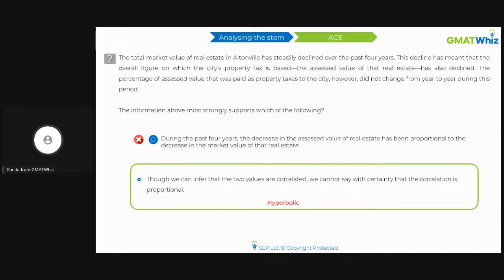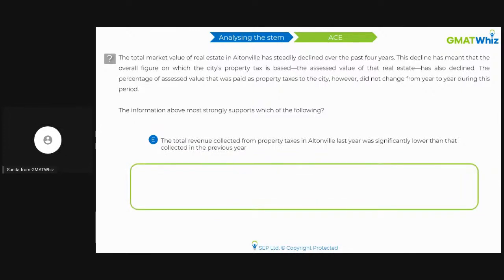And finally, we come to E. What does E say? Let's read E carefully, because a lot of you marked E as the answer as well. So very few of you marked C, and the rest were split among A, D, E, and so on. There was a lot of variety, it seemed that you were not able to mark the answer choice with some surety here. The total revenue collected from property taxes in Altonville last year was significantly lower than that collected in the previous year.